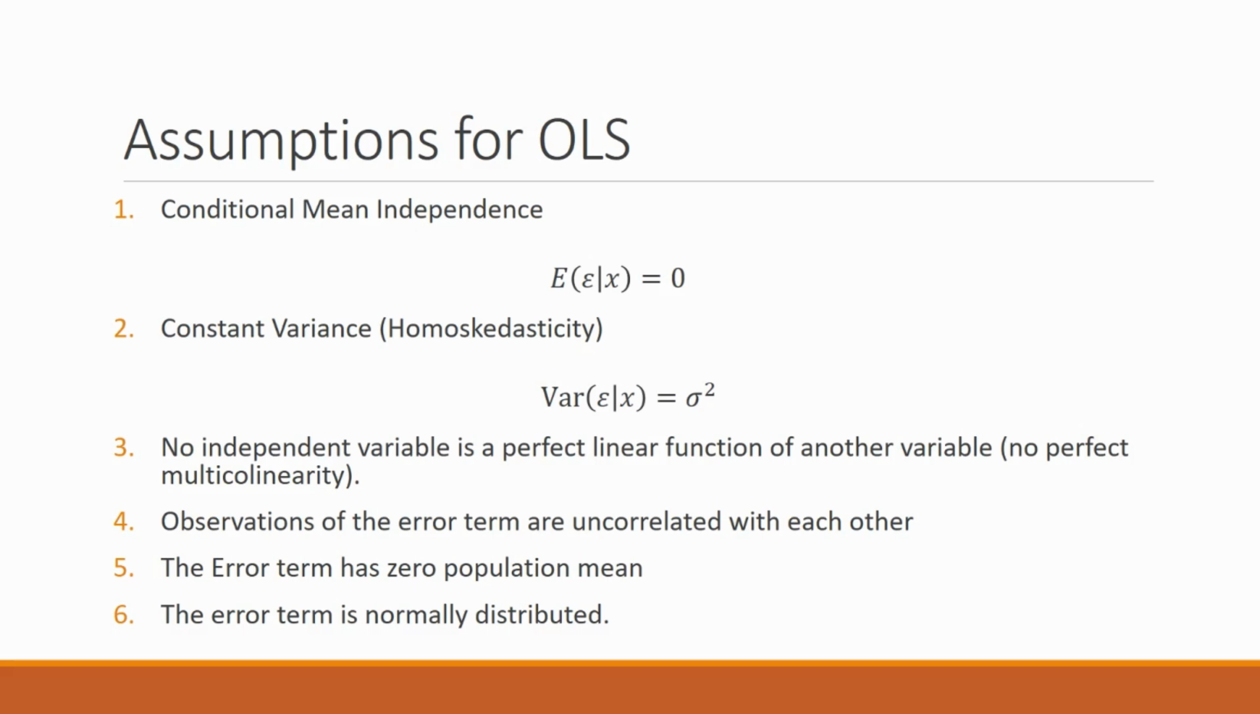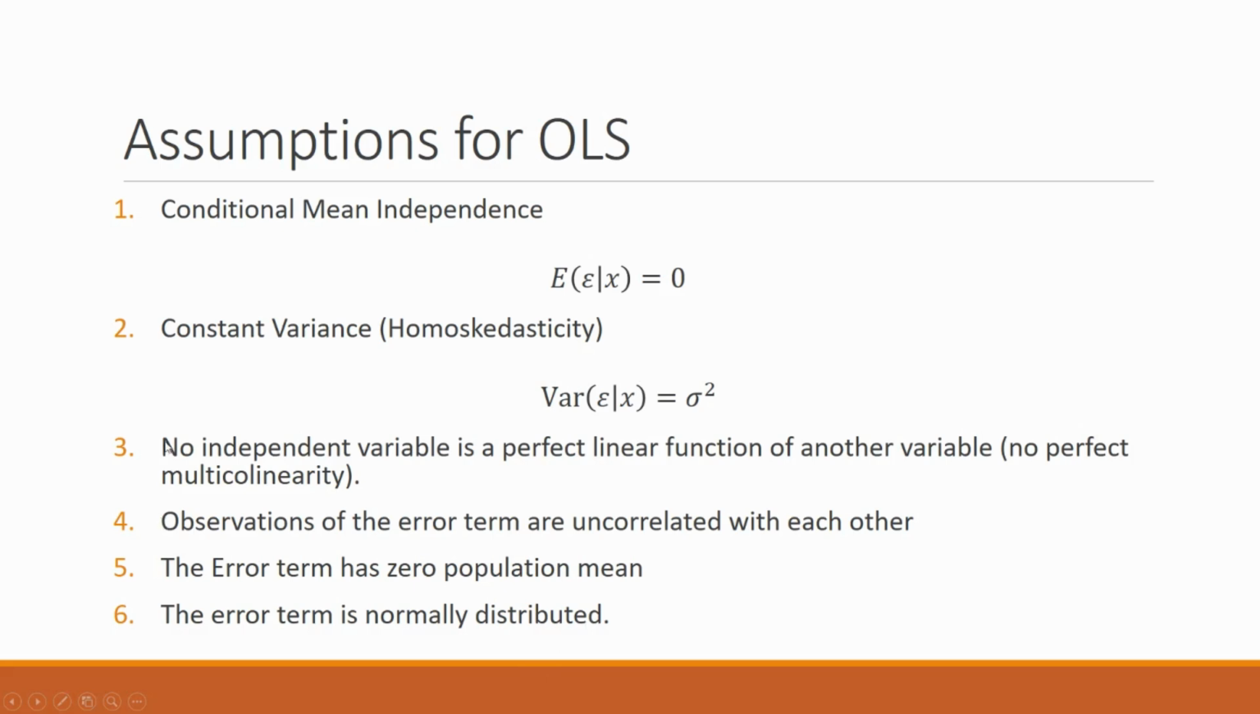The first one is conditional mean independence. This means that the expected value of the error term conditional on the independent variable is equal to 0. We'll come back to that. We're going to talk about this a lot more today. The next one is constant variance, that is, homoscedasticity. We'll talk more about that in 2 lectures. The variance of the error term conditional on x is constant, so the variation in the error term doesn't change given a change in x.